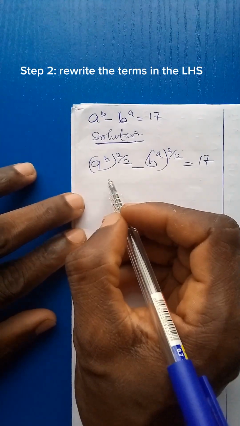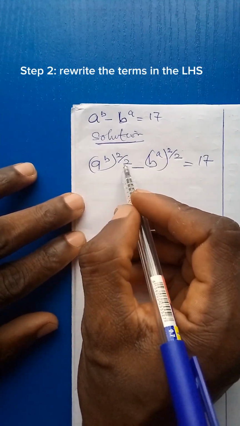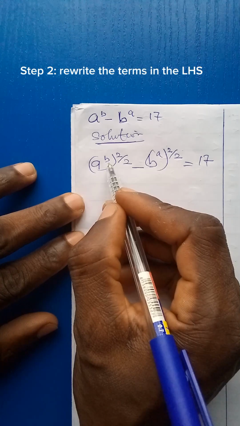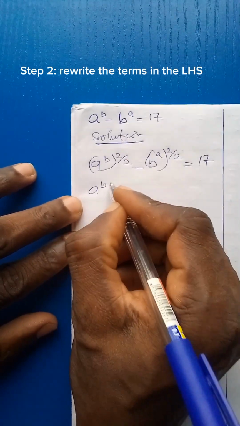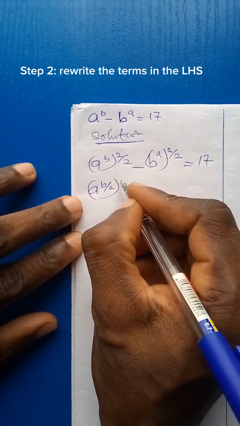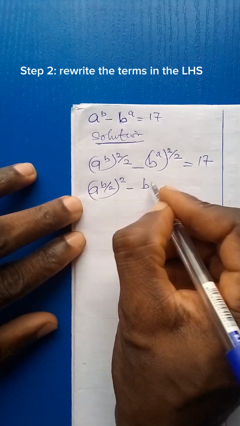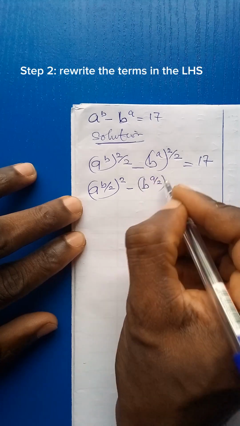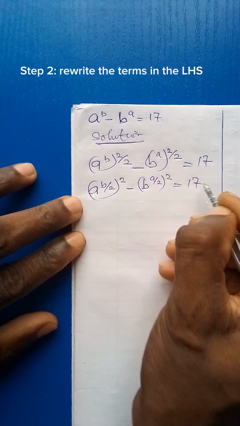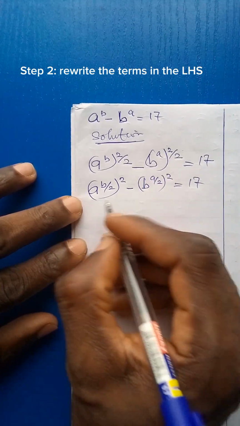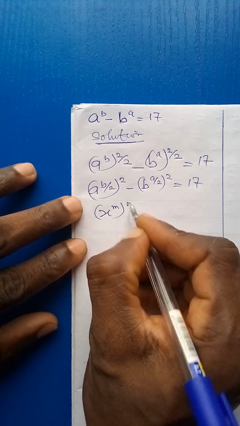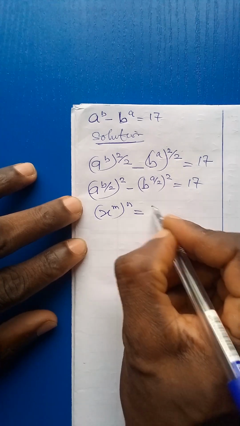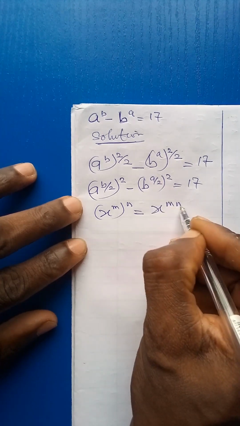Now the next thing I'm to do is to move this 1 over 2, power 1 over 2 inside. So I have a raised to power b over 2 raised to power 2 minus b raised to power a over 2 raised to power 2 is equal to 17. What I applied here is this law in indices. X raised to power m times n is equal to x raised to power m n.